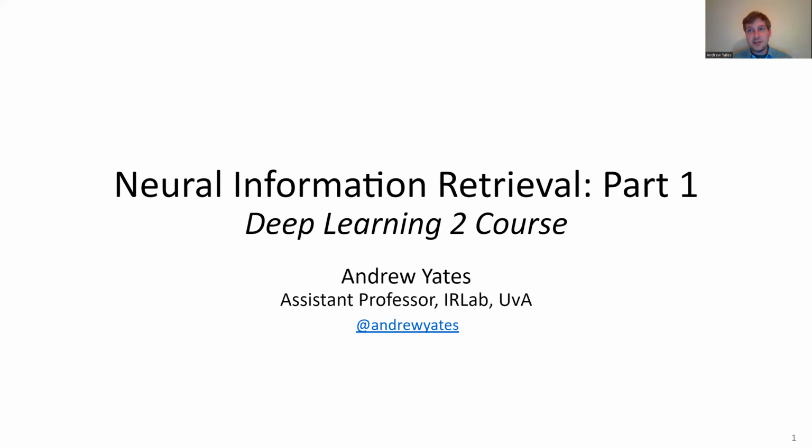Today, in this lecture, we have part 1 of the course. Here we're going to be looking at some of the background. So what is IR briefly? What is neural IR? Why neural IR? And then some of the first types of methods for performing information retrieval with neural methods.